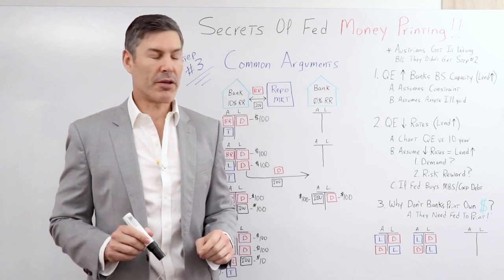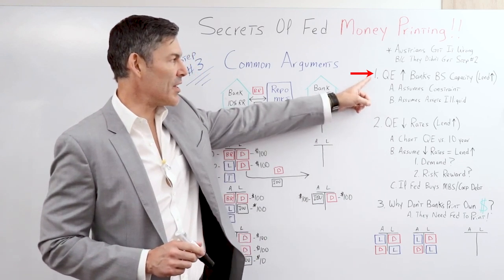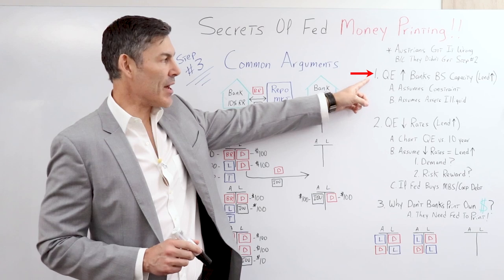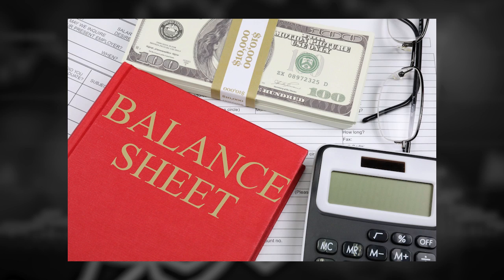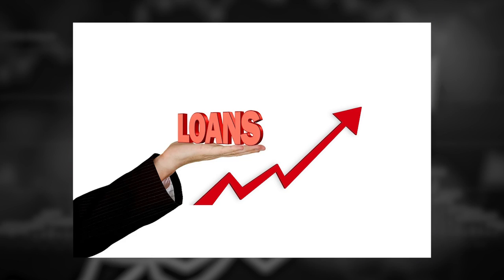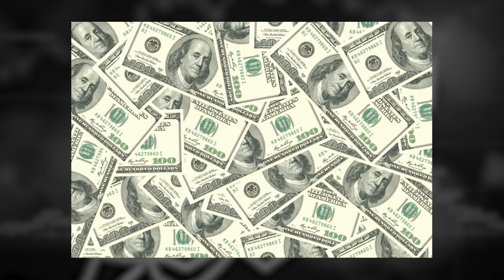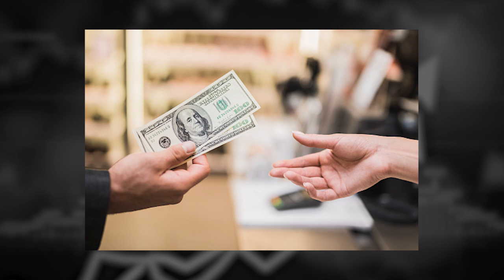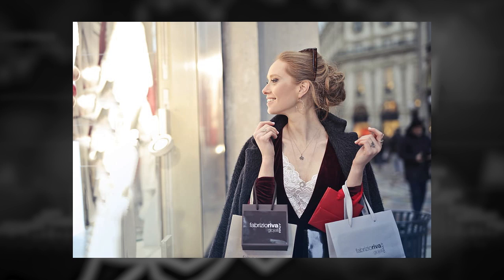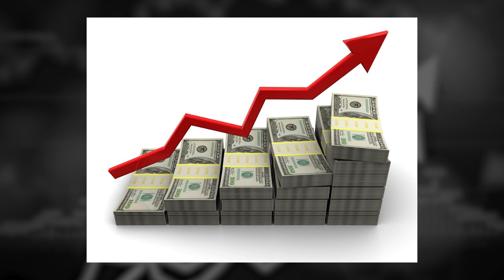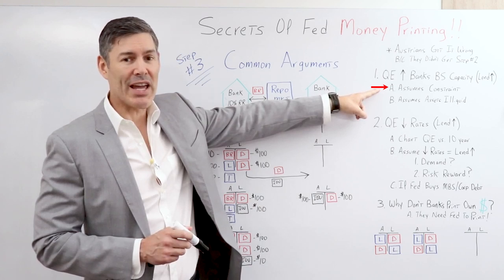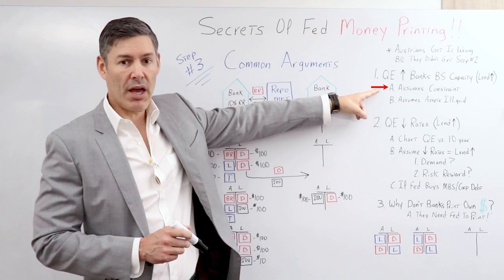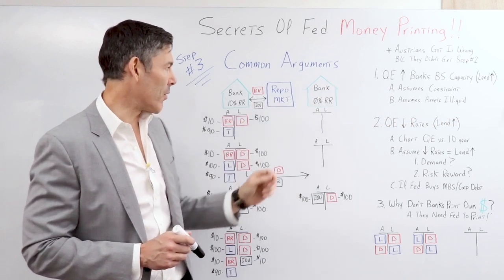The first common argument I always hear is that quantitative easing increases the bank's balance sheet capacity. Therefore, if the banks have more balance sheet capacity, then the loans are going to increase. If the loans increase, then the dollars circulating, chasing goods and services in the real economy, are also going to increase. But what this assumes is that the bank's balance sheets are constrained to begin with, and they aren't. Let me give you an example.